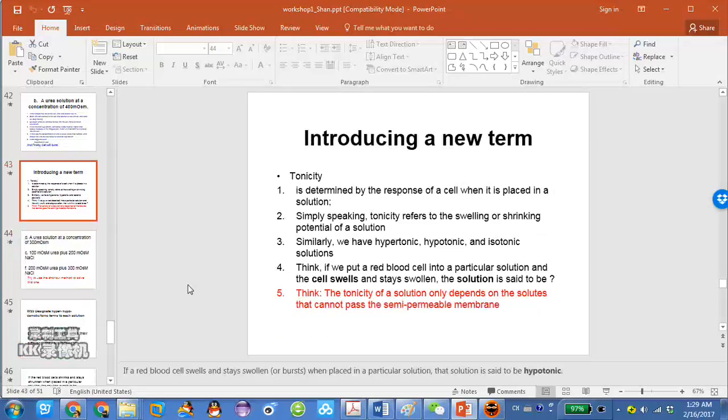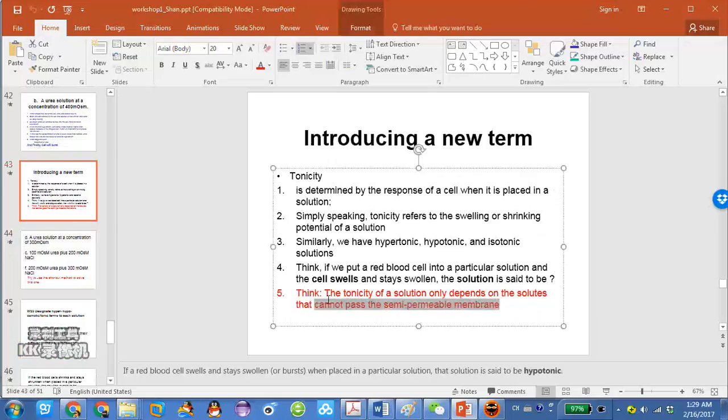Okay, so there's a very important statement in the end. I'll give it to you and let you think if it is true or false. The tonicity of a solution only depends on the solutes that cannot pass the semi-permeable membrane. Okay, the tonicity of a solution only depends on the solutes that cannot pass the semi-permeable membrane. You can think in your head if the statement is true or false.